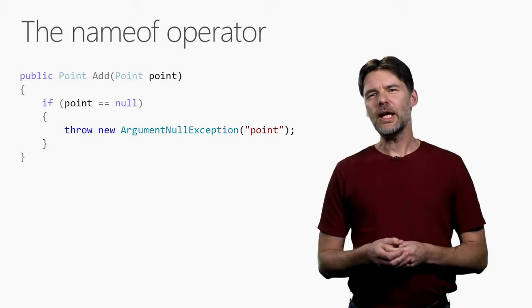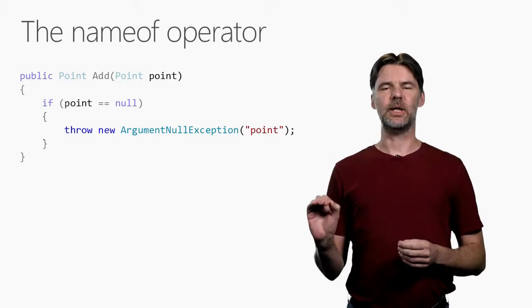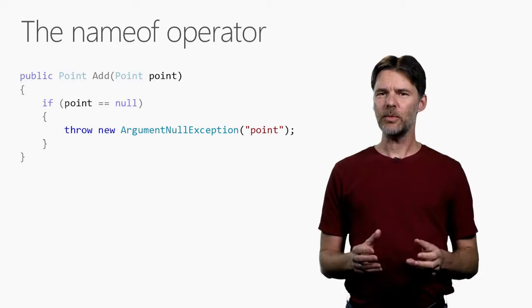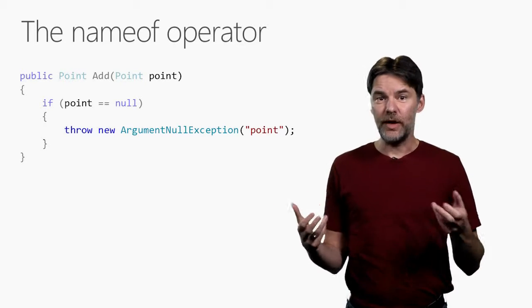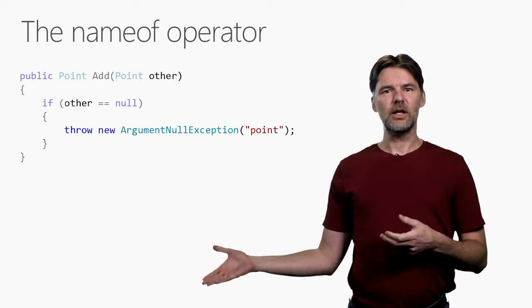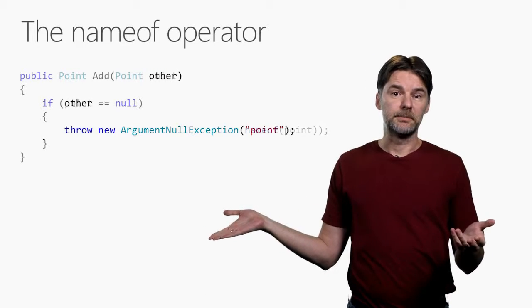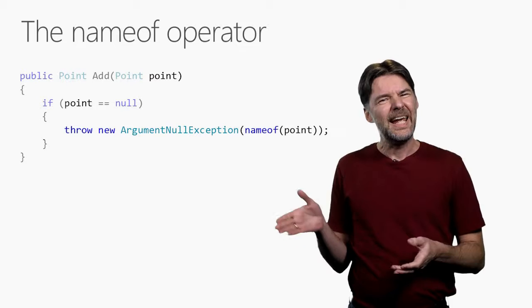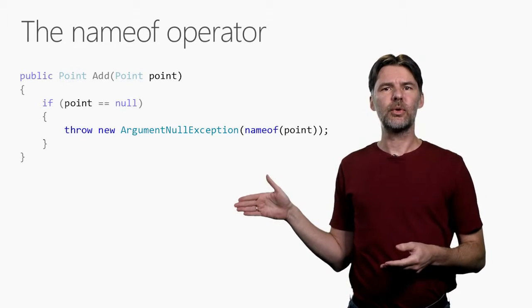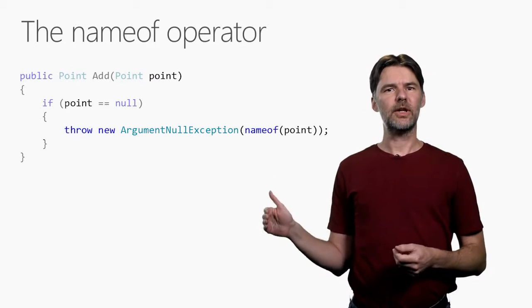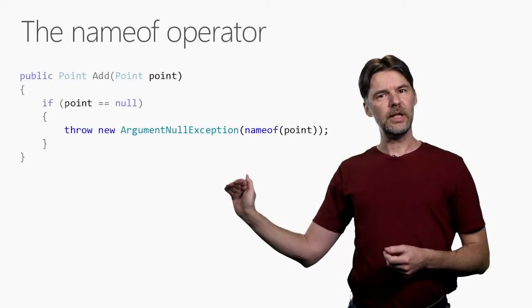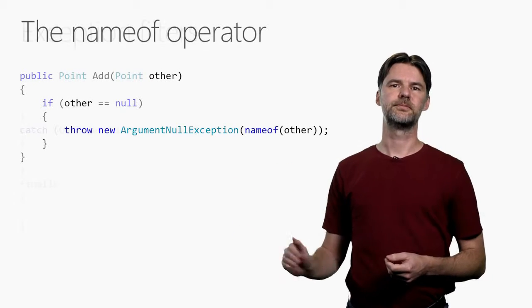Quite often, you need to get the name of a program element as a string, like with point here. The problem with that is, if you rename point with a refactoring, for instance, you're likely to forget changing the string, which is now out of sync. The nameof operator gets you that string, but it knows what program element you're talking about and ensures that it actually exists. So if you do rename it, the string changes too.